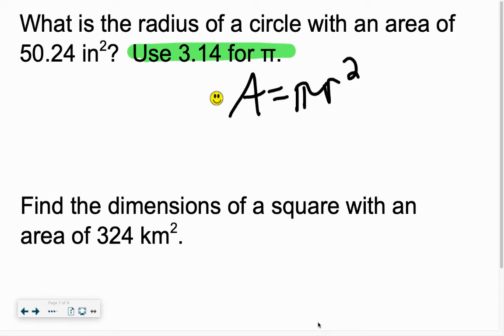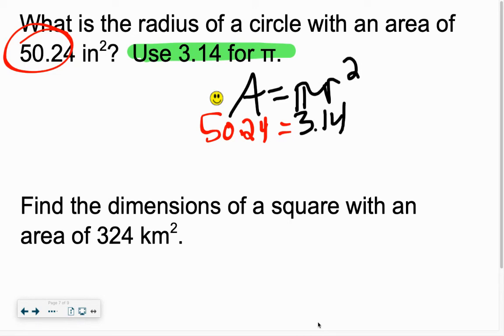Now we're going to plug things in. It's got an area of 50.24. It told us to use 3.14 for pi. I'm just going to leave my r squared here. Solve this equation. I'm going to solve by dividing by 3 and 14 hundredths, so 3.14. From there, you're left with your r squared.